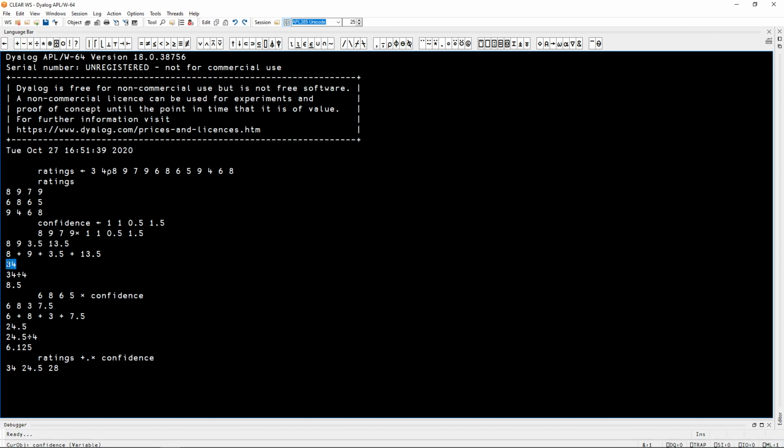And so you can see the 34 is in here, the 24.5 is in here, and then the 28, which would be the first step of my third day, and I am yet to divide everything by 4, so let's go ahead and divide this by 4. And here they are, my ratings for the 3 days: 8.5, 6.125, and 7. And the magic here is happening thanks to this operator right here.